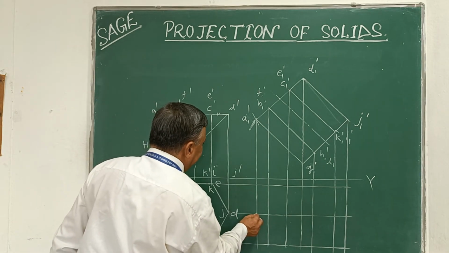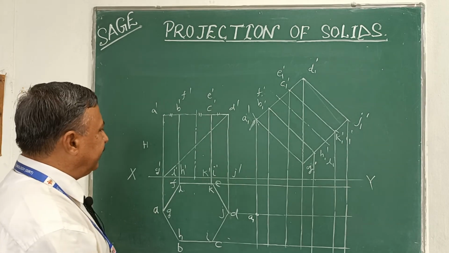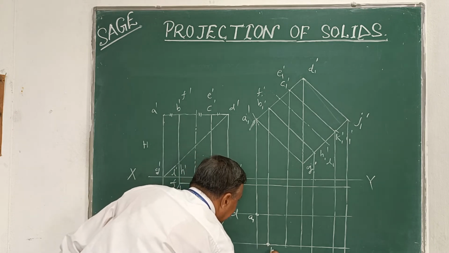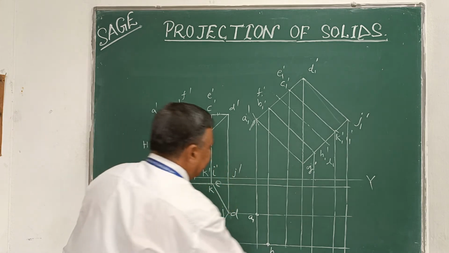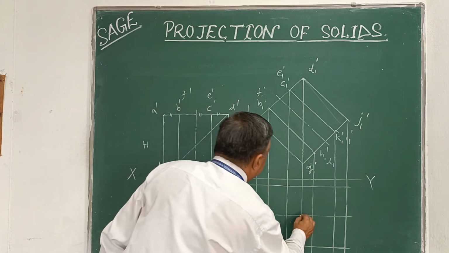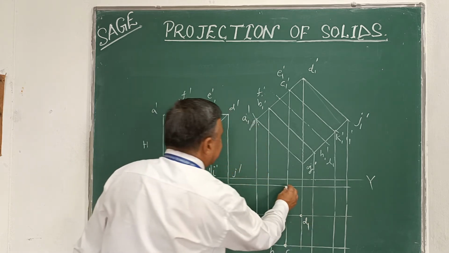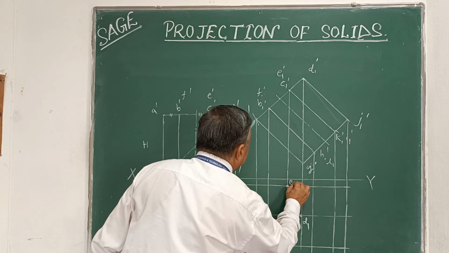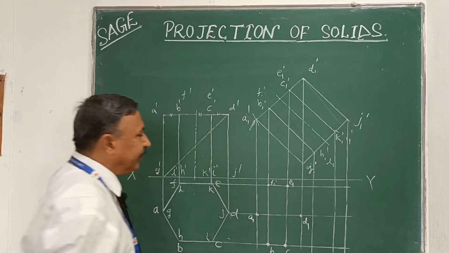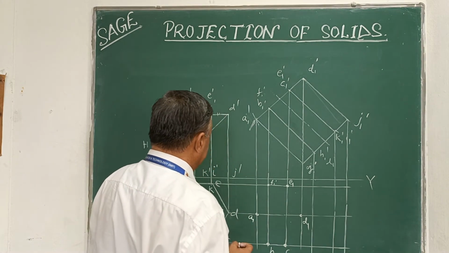See, this point is A1. Is it? Check it. This point is A1. Next, this point is B1. Next, this point is C1. Next, this point is D1. Next, this point is E1 and this point is F1. So these are the corners of the first base.